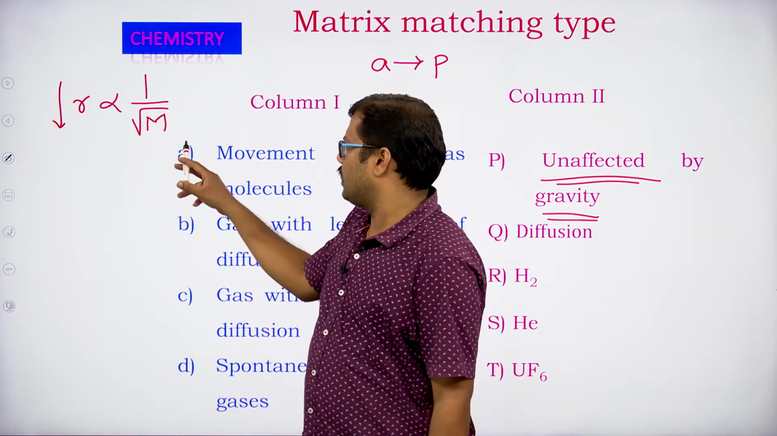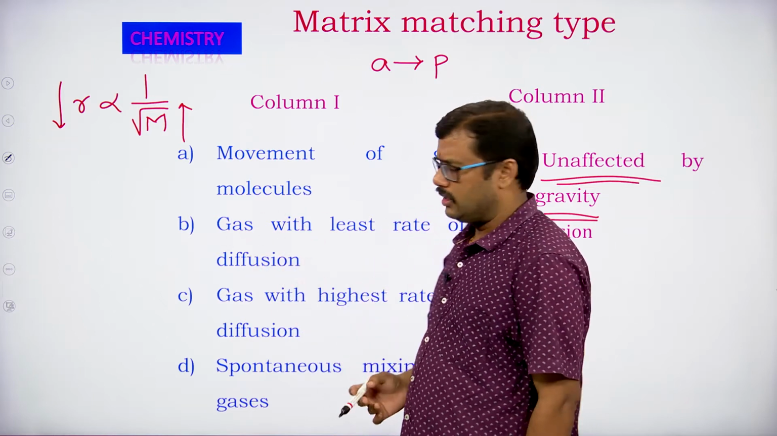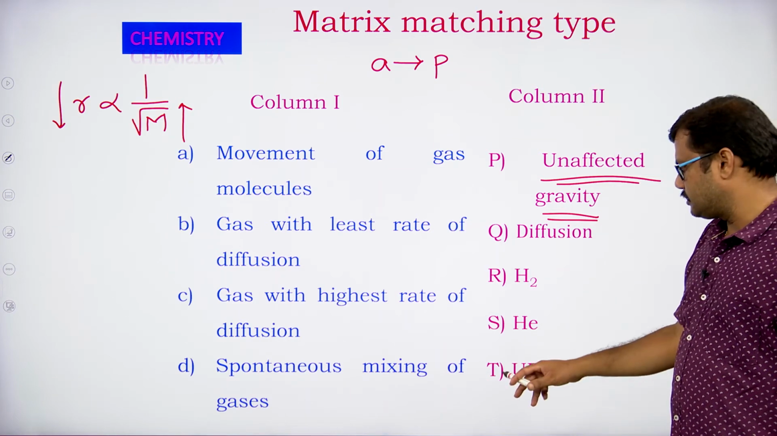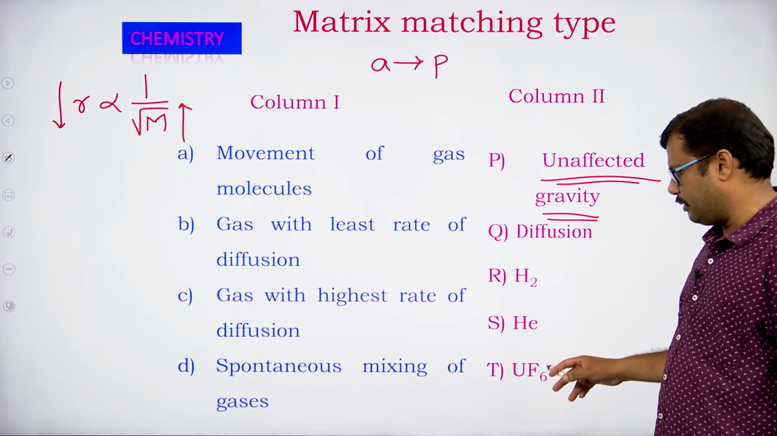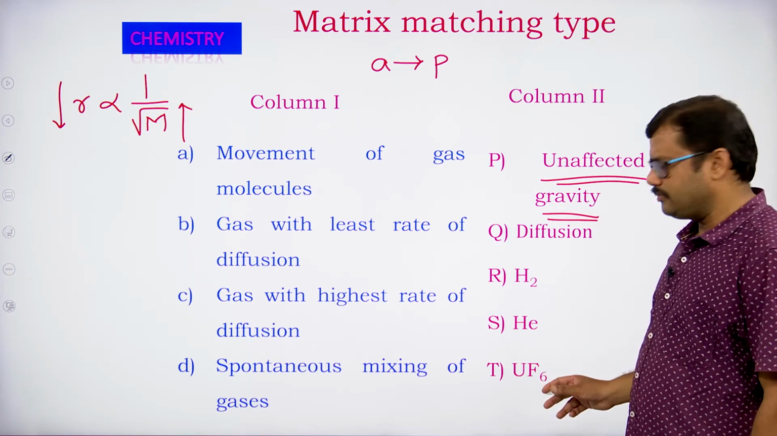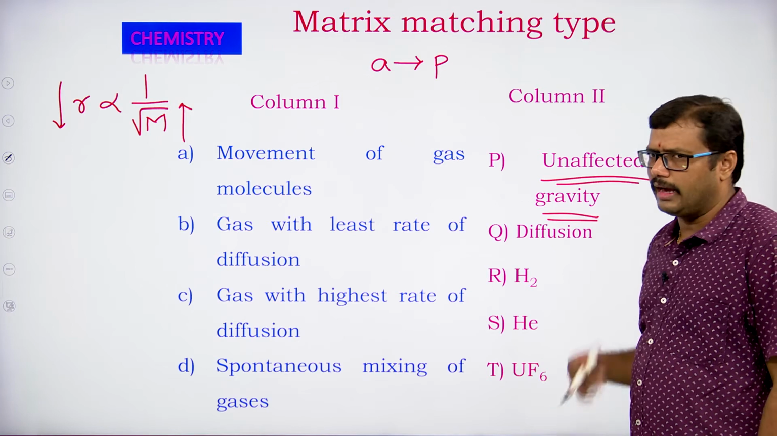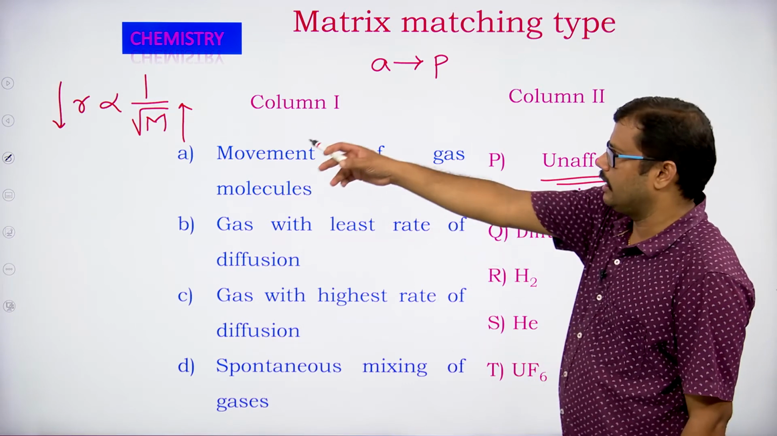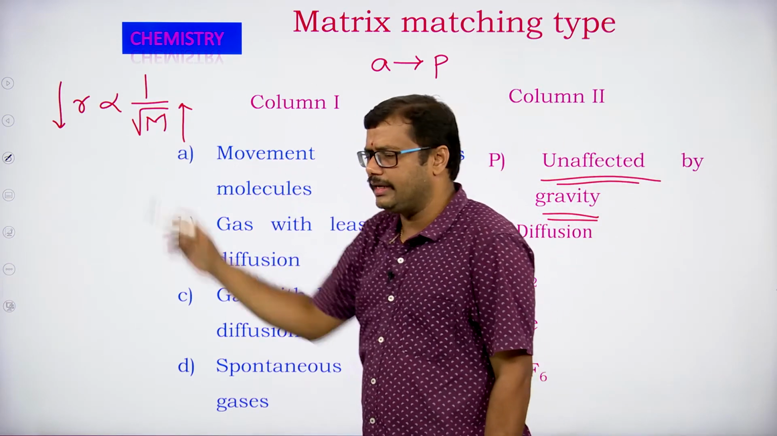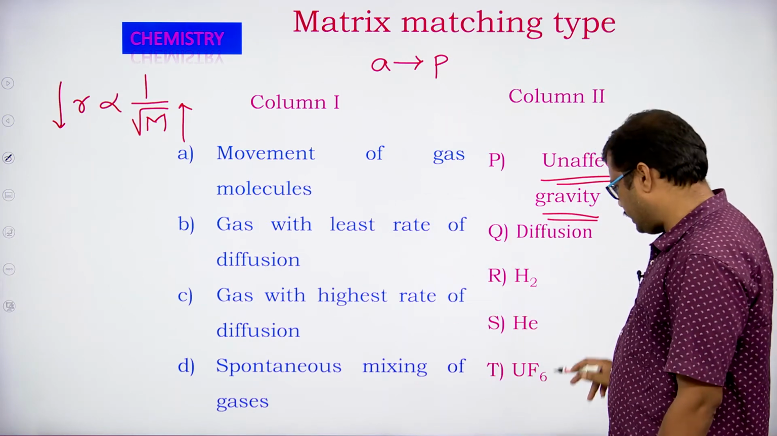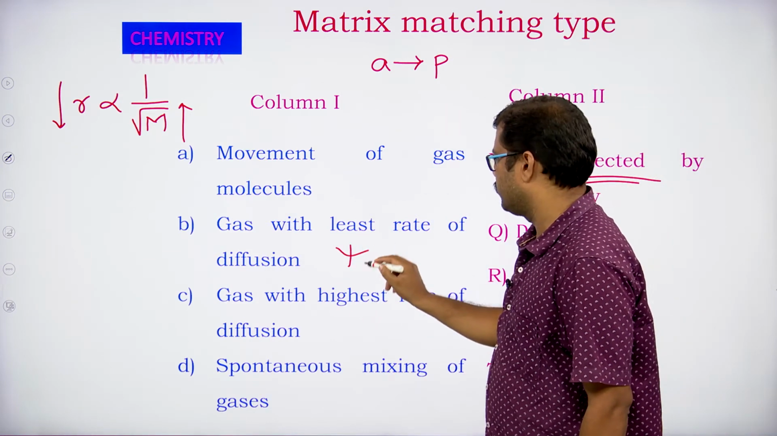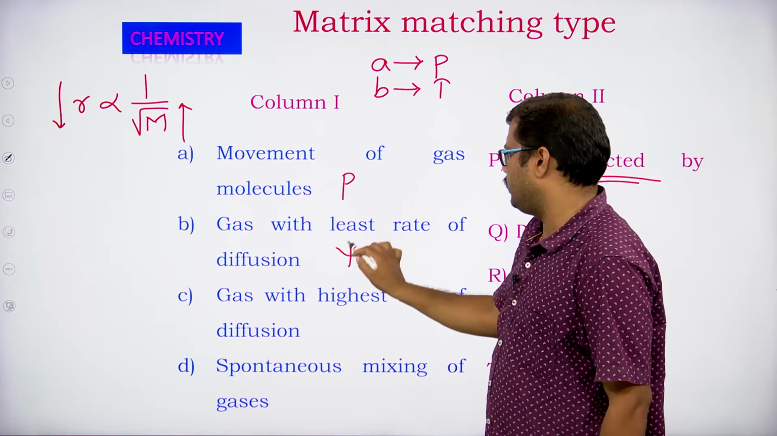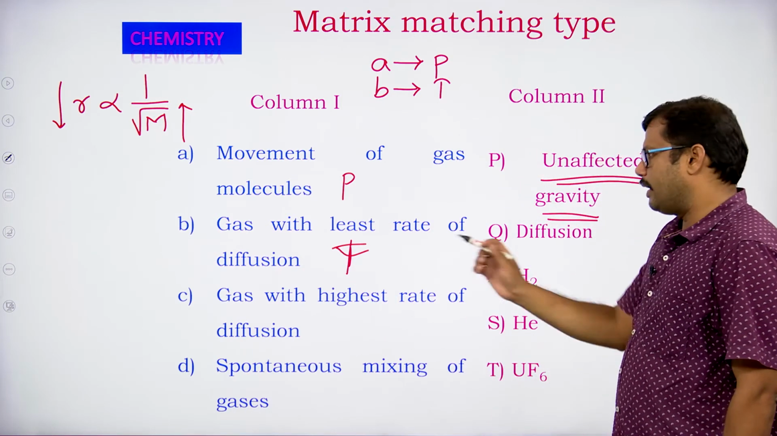When R is low, what about the molecular mass? Molecular mass should be highest. Among the given gases, hydrogen, helium and UF6 are given. Among these gases, UF6 has the highest molecular mass, uranium hexafluoride: 6 fluorine atoms and 1 uranium atom are present. So the molecular mass of this one will be highest when compared with the other two. So in the case of UF6, the rate of diffusion will be very low because the molecular mass is highest. So the gas with the least rate of diffusion is this one, T. So B is related to T, whereas A is related to P. Okay.